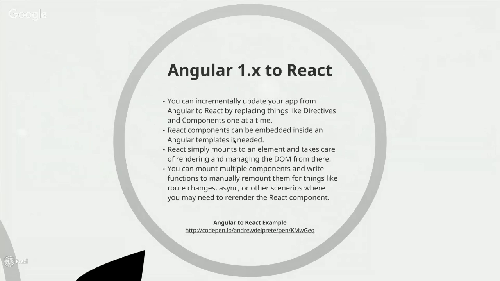React components can be embedded inside an Angular template if needed. React simply mounts to an element and takes care of rendering and managing the DOM from there, which I've said over and over again, but it's one of the main things there. You can mount multiple components and write functions to manually remount them for things like route changes, async, or other scenarios where you may need to re-render the React component.